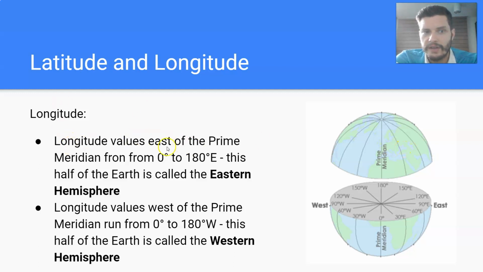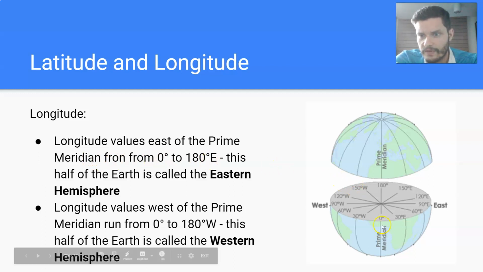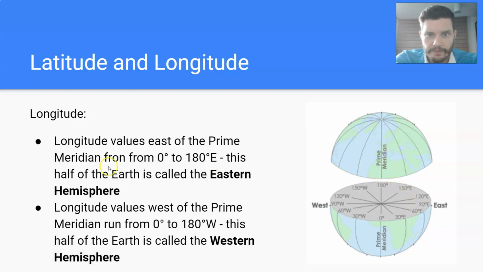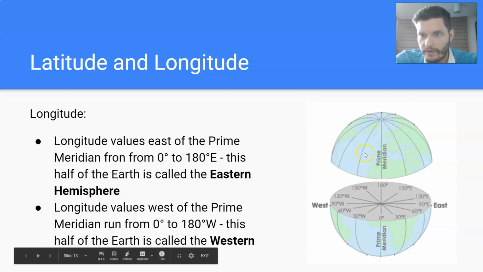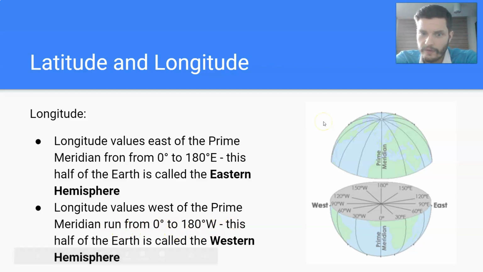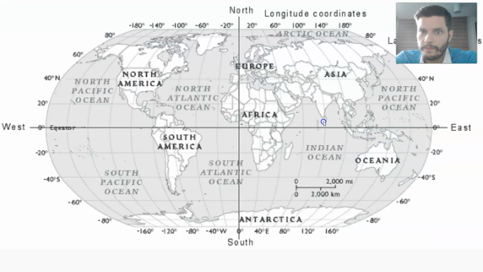Longitude values east of the prime meridian are from 0 to 180 degrees east. So we go up to 180 degrees, not just 90 degrees. This half of the Earth is called the eastern hemisphere. So again, we've got 2 more hemispheres. The prime meridian cuts the Earth this way, alright, into east and west. So longitude values west of the prime meridian run from 0 to 180 degrees west. This half of the Earth is called the western hemisphere.